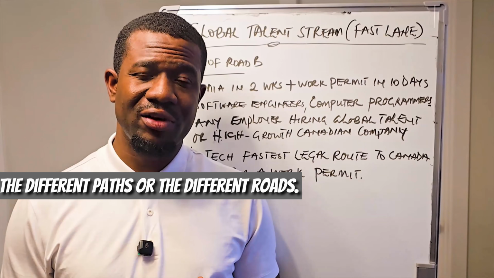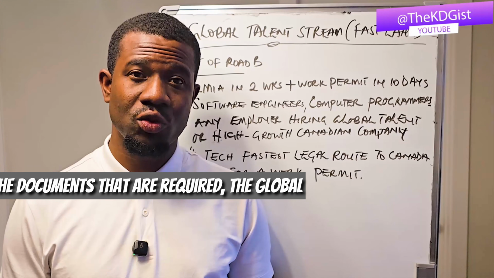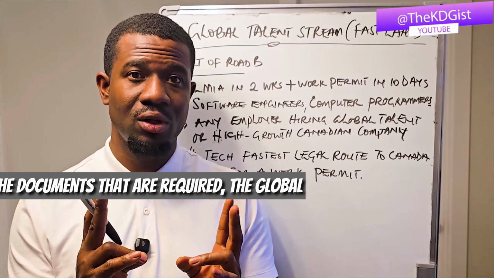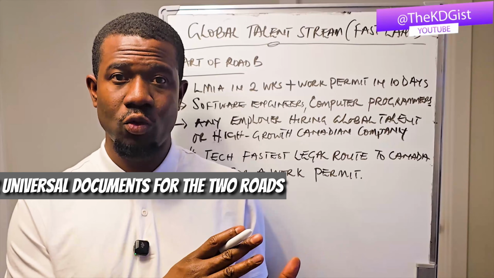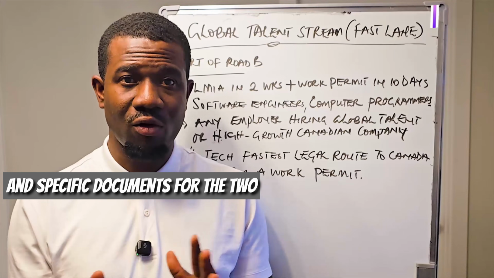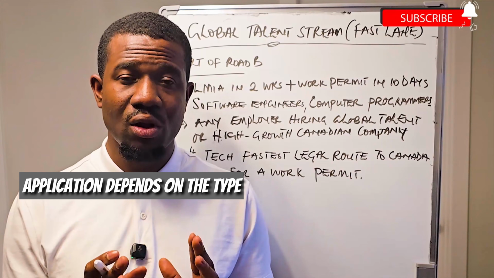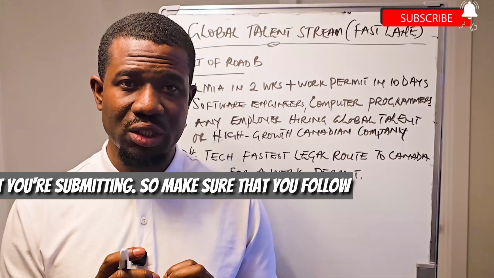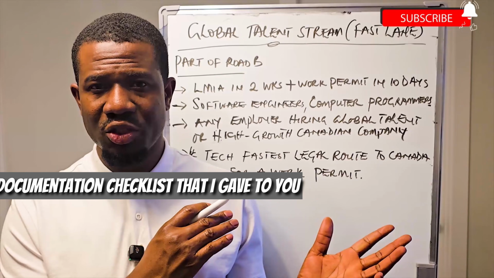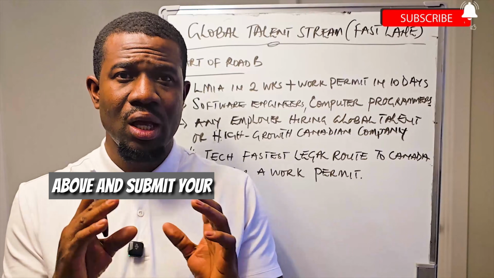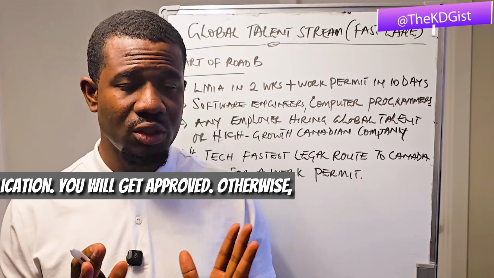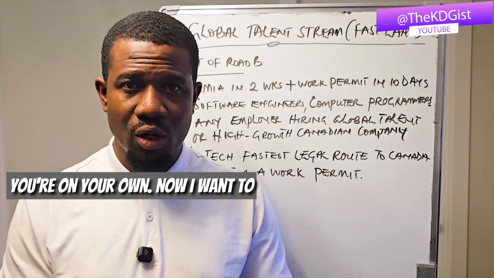So you've seen the different routes and the documents that are required, the universal documents for the 2 roads and specific documents for the 2 roads. What makes or mars your application depends on the type of documents you are submitting. So make sure that you follow this documentation checklist that I gave to you above and submit your application. You will get approved. Otherwise, you're on your own.